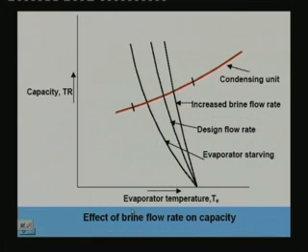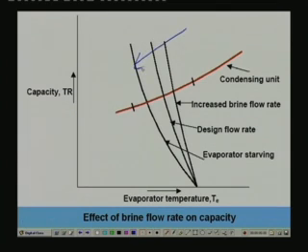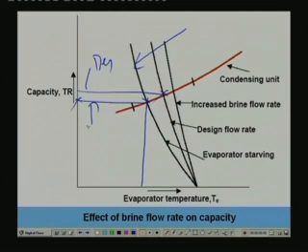You can also see the opposing effect, for example, when you are reducing the brine flow rate. This is the curve for reduced brine flow rate. When the flow rate decreases, evaporator temperature decreases and capacity also decreases compared to the design point. This is the design point, and this is at the reduced flow rate. At this flow rate the evaporator is said to be starving. That means the evaporator is in starving condition when the flow rate is reduced.